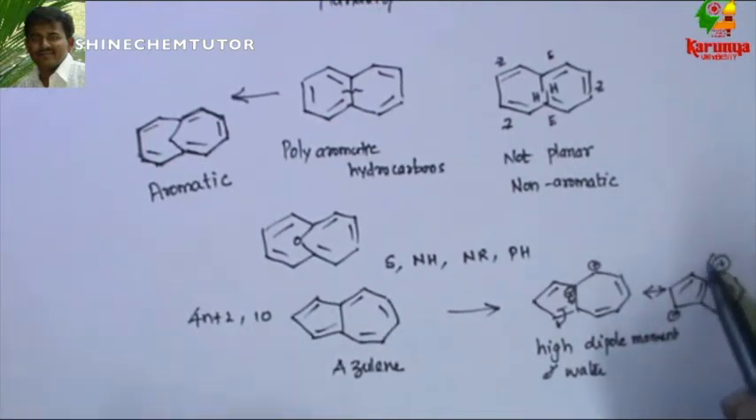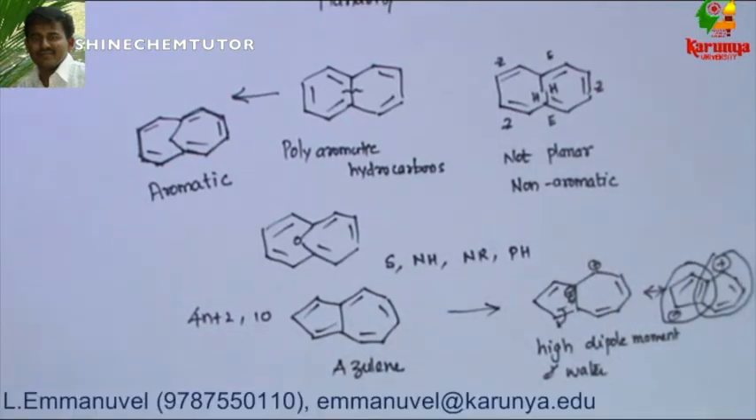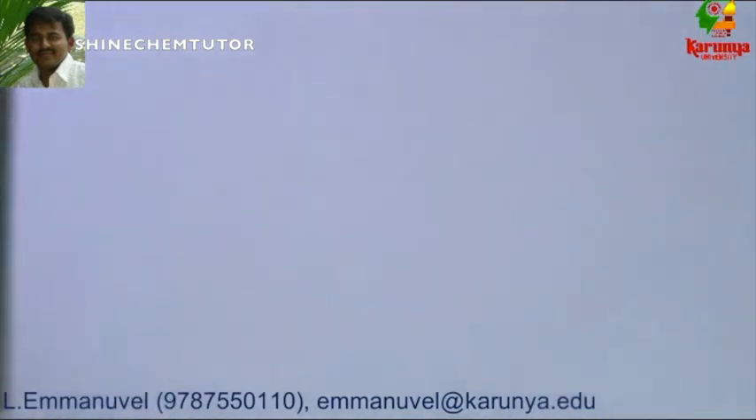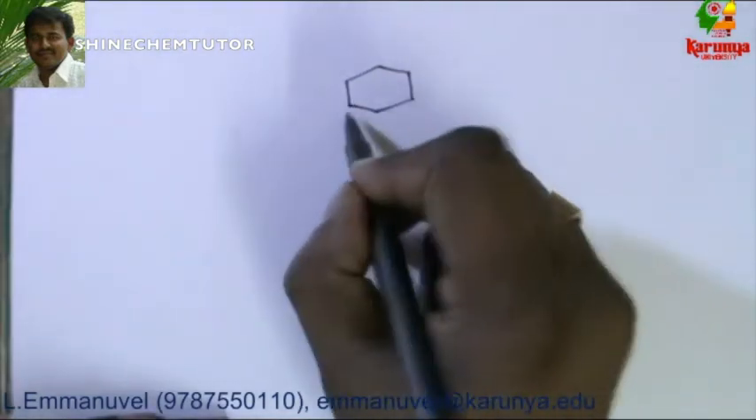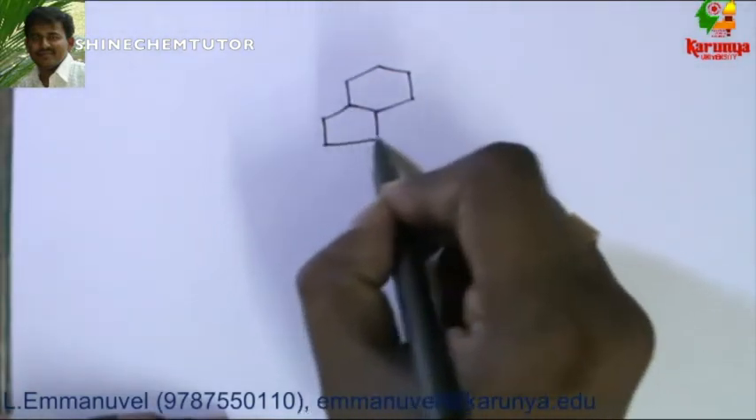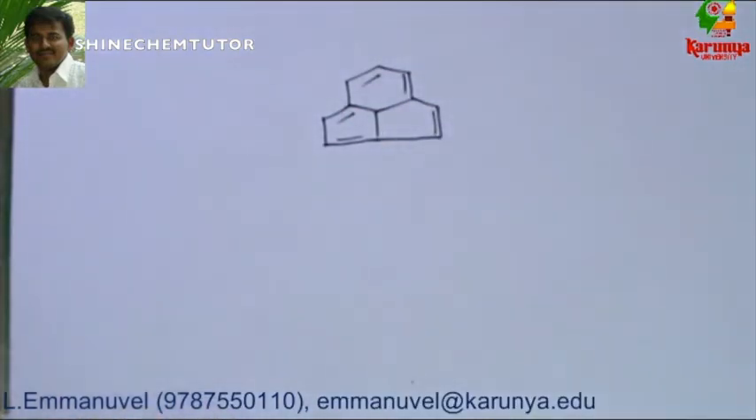So this one is tropylium cation, and this part is the cyclopentadienyl anion. I have another interesting system. It is like this, something like this. Is this molecule aromatic or not?